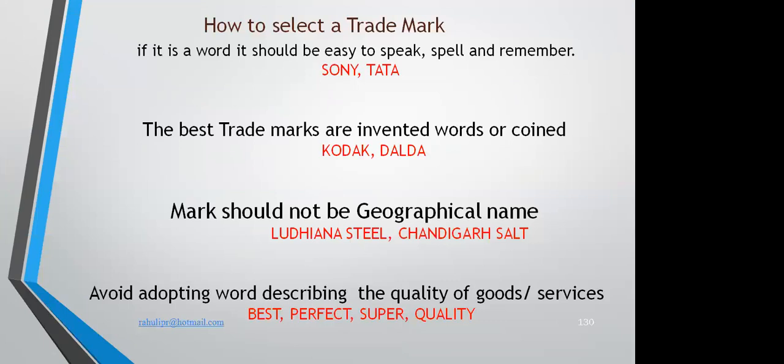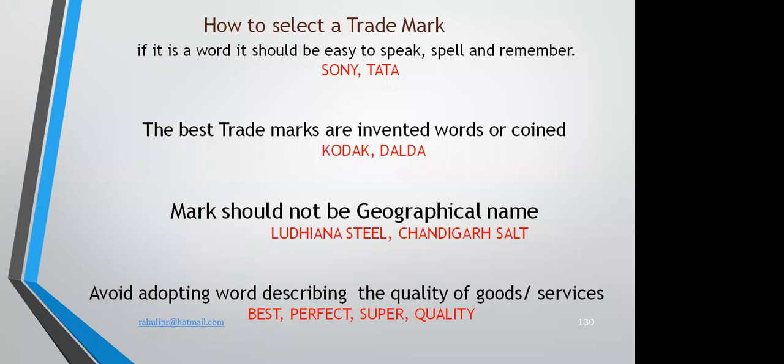How to select a trademark? It should be easy to spell. It should be easy to pronounce, like Sony, Tata, Reliance. As such, there is no meaning in the dictionary for Sony and Tata, but you coin your brand name with them. You can also coin words like Kodak and Dalda. Kodak, Dalda: as such, there is no meaning in the dictionary, but you can protect them with the help of trademarks. You can also think about coined words for trademark filing.